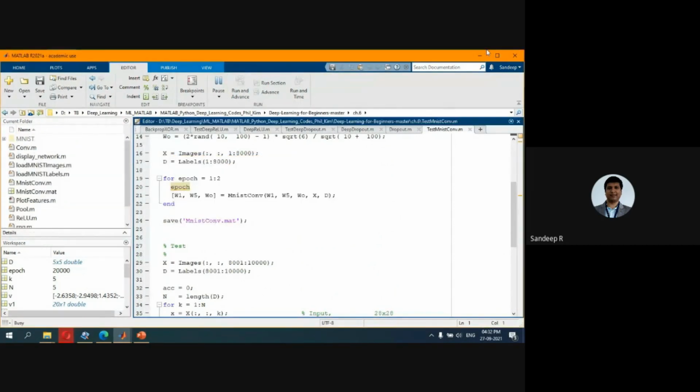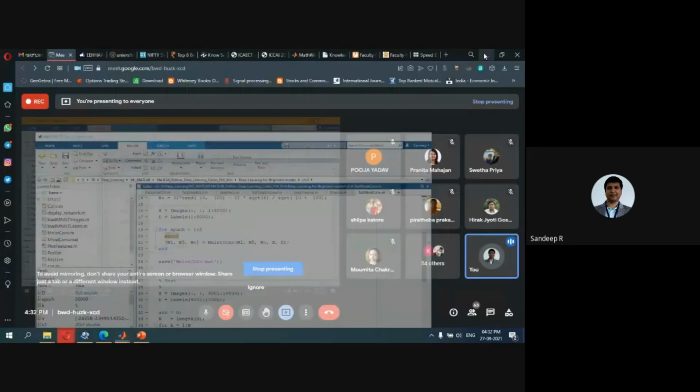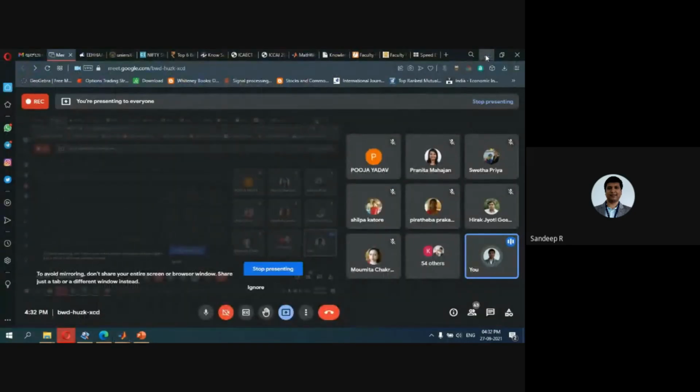So it will take some time, 1 minute, 3 minutes. We have reduced the epoch, not 10,000, 20,000. I'm not giving, just 2 epochs, but internally everything, it's a small database, so it should run.